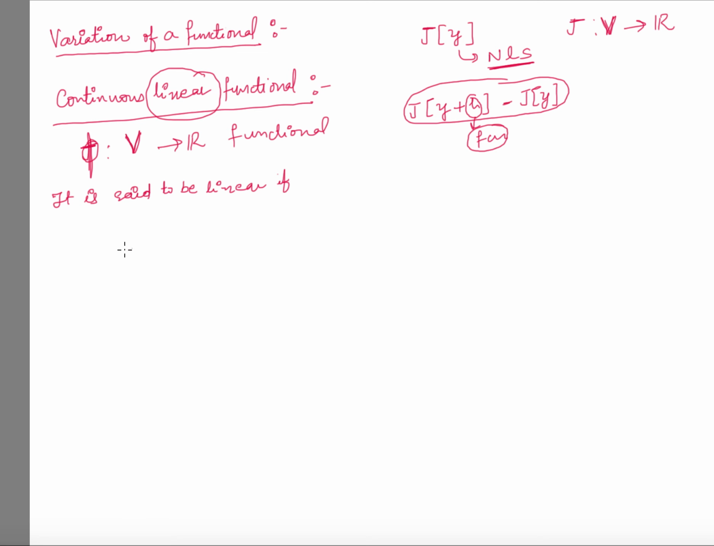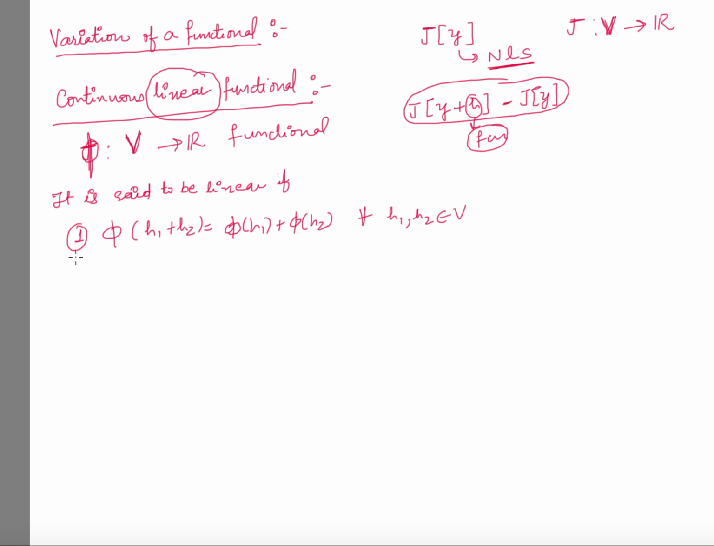if phi of h1 plus h2 is equal to phi of h1 plus phi of h2 for all h1 and h2 in V. It means that if I take any two elements of this normed linear space, h1 and h2, this is the plus operation. You know that a normed linear space is equipped with the plus operation. I know that phi of h1 is a real number and phi of h2 is a real number, so this is simple addition of real numbers. So I should have this condition, the first condition.